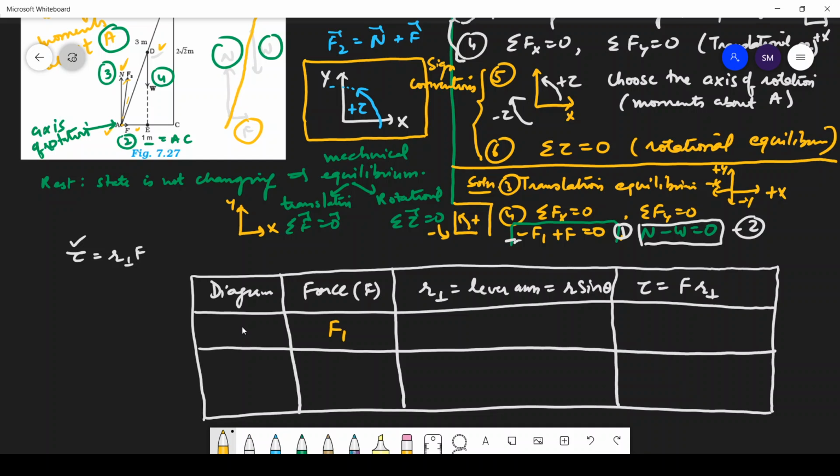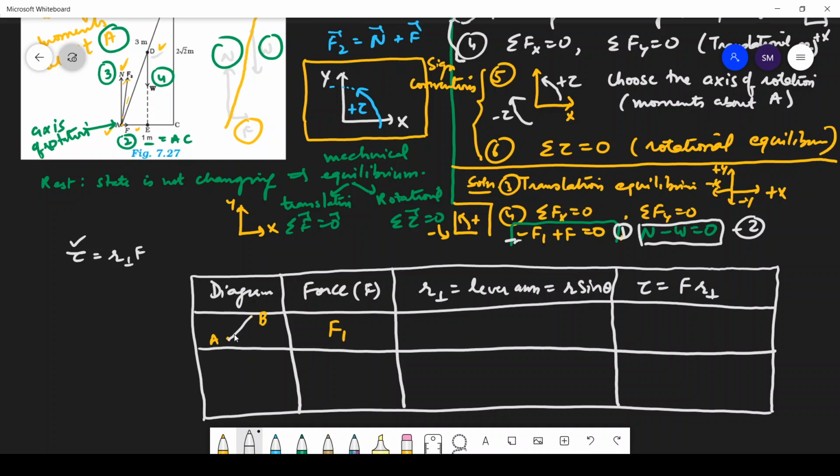So what is the diagram for F1? The axis of rotation is at A, and the point where the force is applied is B. So this is A, this is B, and this is your ladder.